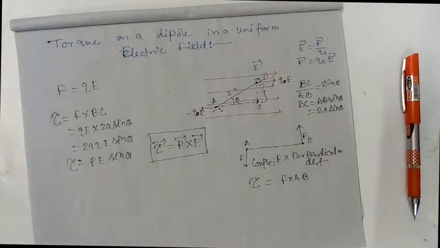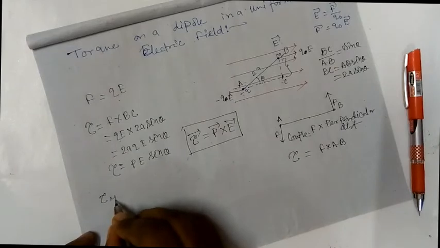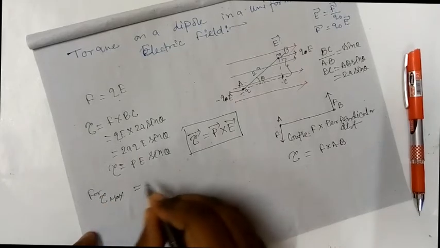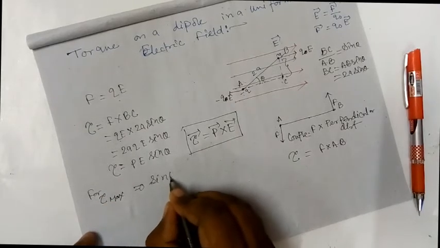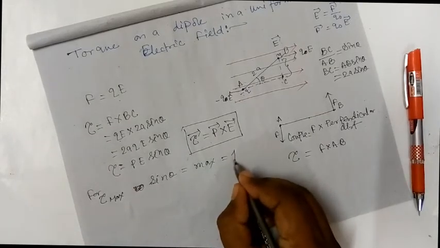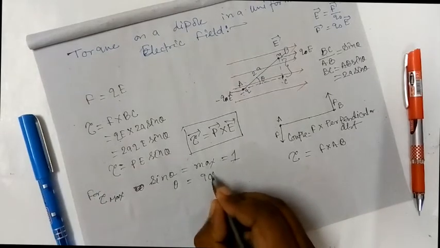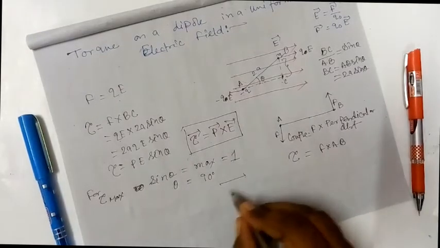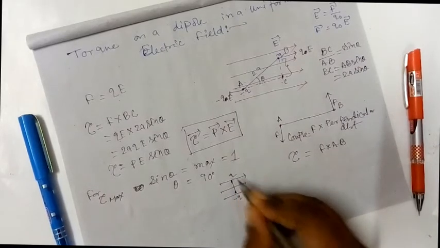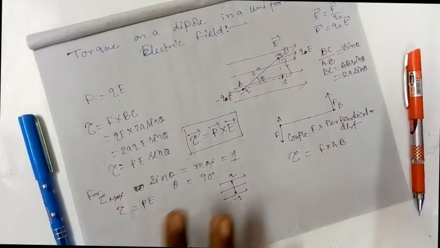Now we have to see some special cases, when the torque will be maximum, that is tau max. For tau max, sine theta should be maximum. Sine theta is maximum when it is 1, that means theta should be 90 degrees. Theta 90 degrees means the dipole is kept perpendicular. Here it is minus q, here it is plus q. Then tau will be pE, that is the maximum value.